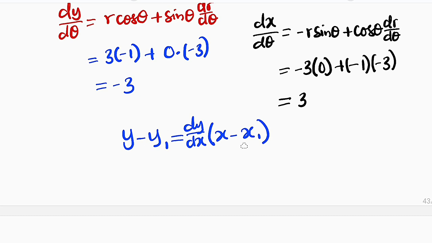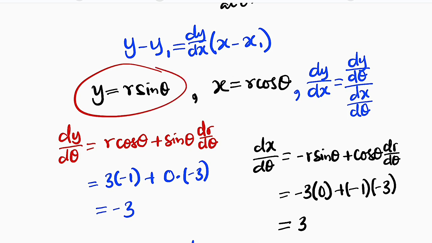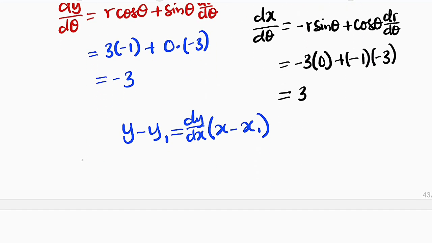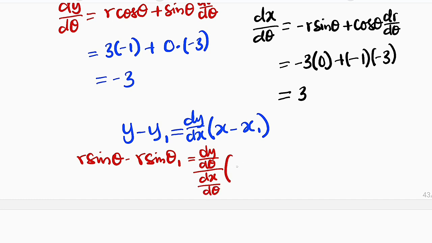This is the equation of a line in rectangular coordinates, right? So since y, remember y is what? R sine theta. So let's just replace it here. We have r sine theta minus r sine theta 1, because this is y, this is y1. And this is equal to dy over dx, remember, is dy over d theta divided by dx over d theta. Multiplied by x, remember, is r cos theta minus r cos theta 1.